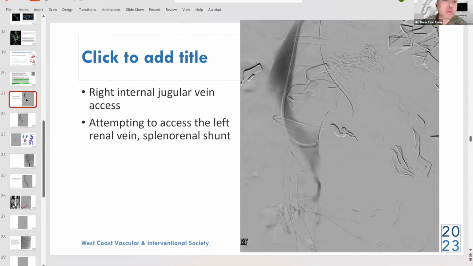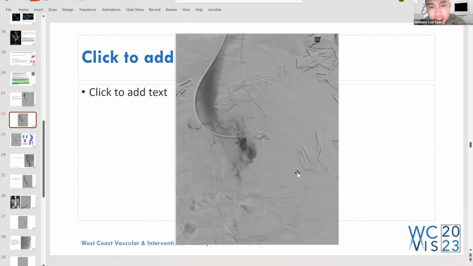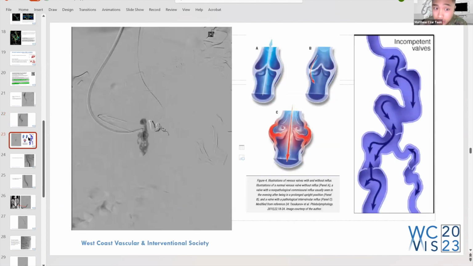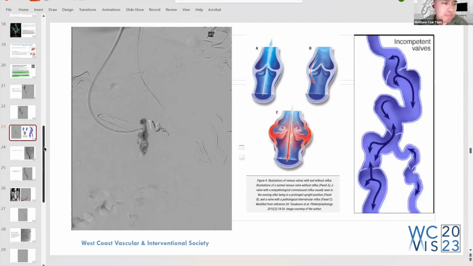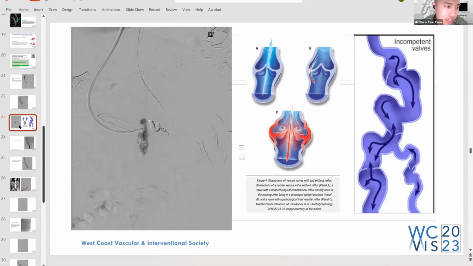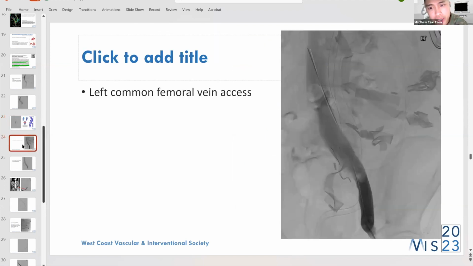So we attempted right internal jugular vein access, attempted to access the left renal vein, the splenorenal shunt. Here we can see some of those varices, that large splenorenal shunt, but could not get through. Multiple attempts were made. These varices, these shunts are very tenuous. They've got valves, and so we perfed. You can see this perforation here. It's all right. You know, we continue to move on, keep fighting.